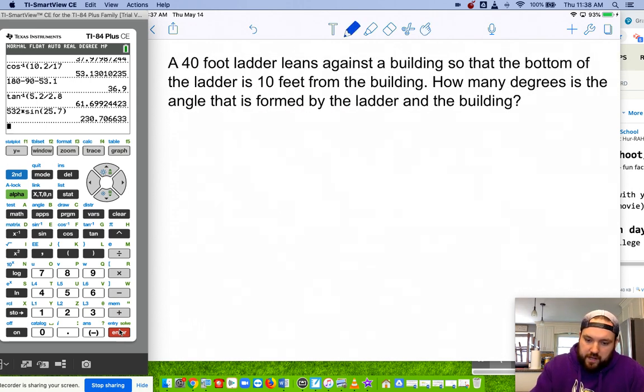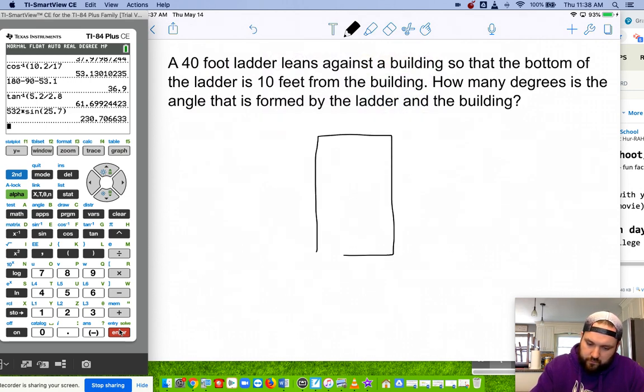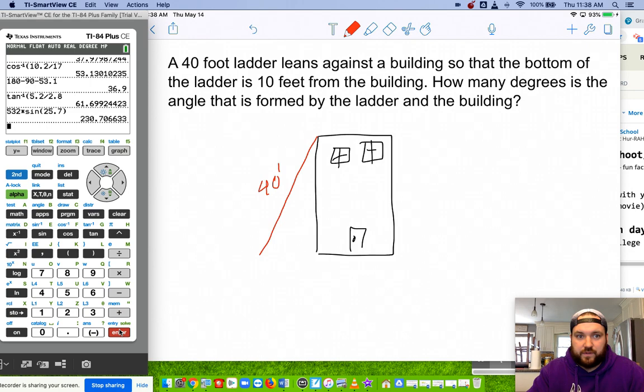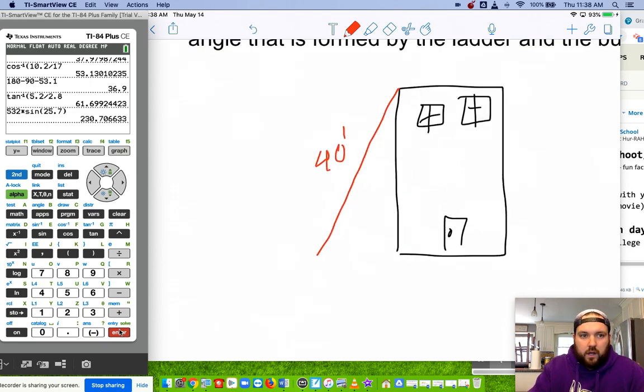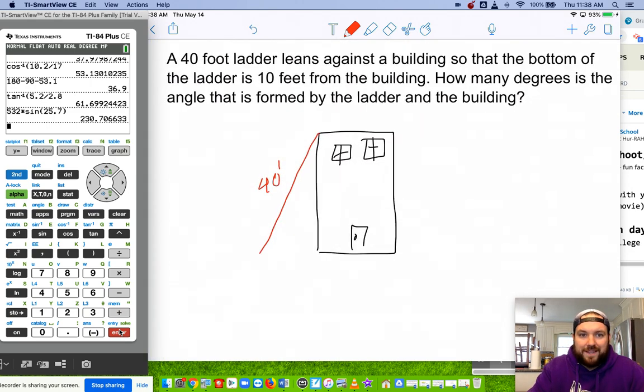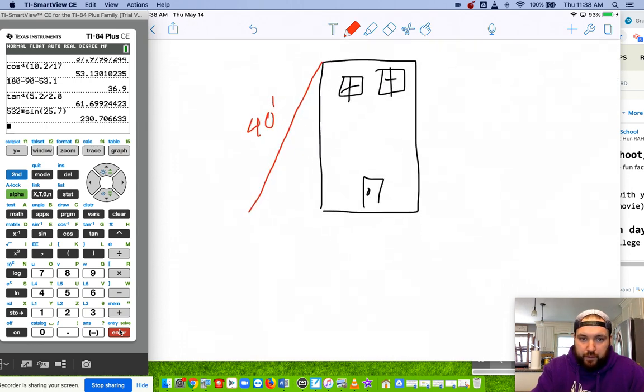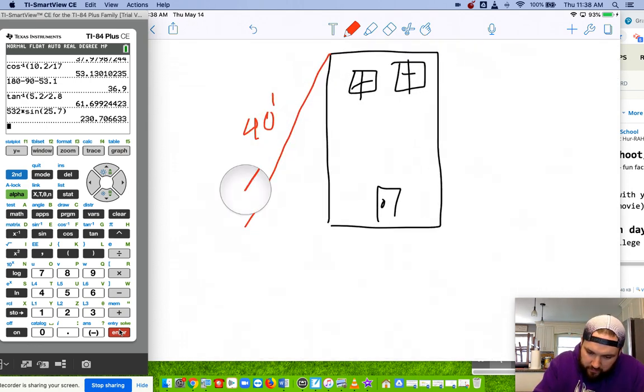So we have a building. There's the building. It's a very nice building. It's got a couple windows and a door. Okay, and then we have a ladder that's leaning against it. So I'm going to do the ladder in red. The ladder is 40 feet long, so that's going to be the hypotenuse of our triangle. Okay. What else? The bottom of the ladder is 10 feet from the building.